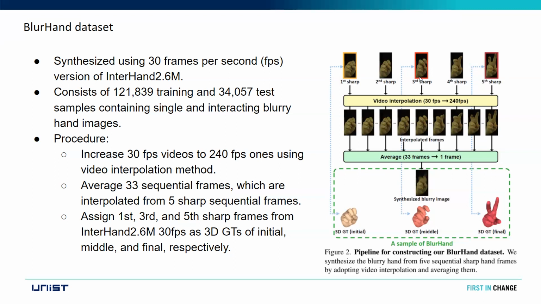And they assign the first, third, and fifth sharp frames from this 30 FPS dataset as the 3D ground truths of initial, middle, and final, respectively, as follows: 3D ground truth initial, 3D ground truth middle, and 3D ground truth final.